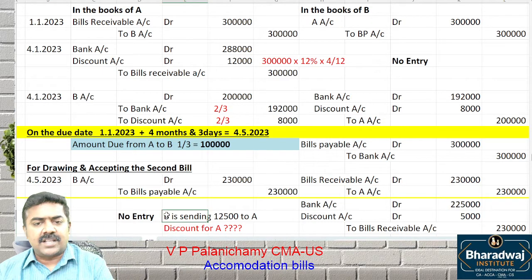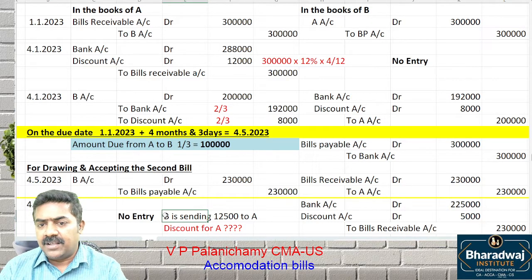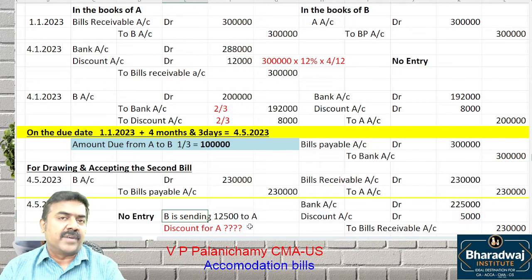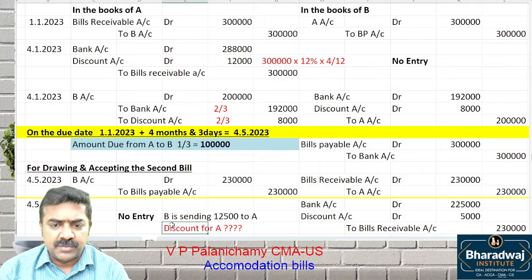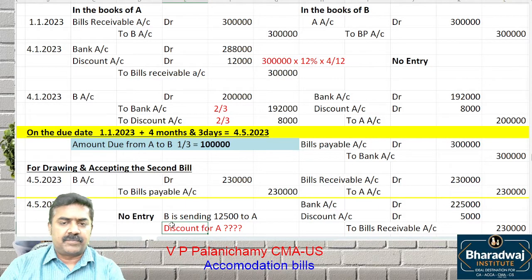Do you understand? After discounting the second bill, B is sending 12,500 to A. We are getting 12,500 from B. How much of the discount should be borne by us? Work out and tell me.